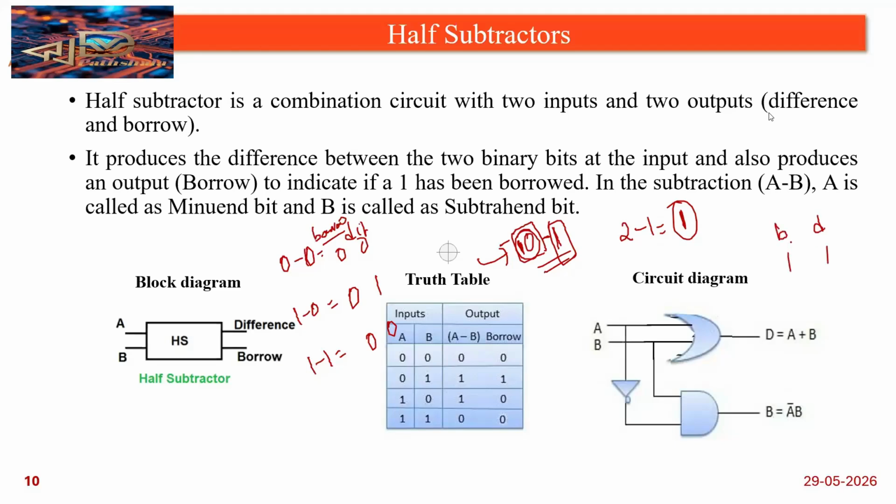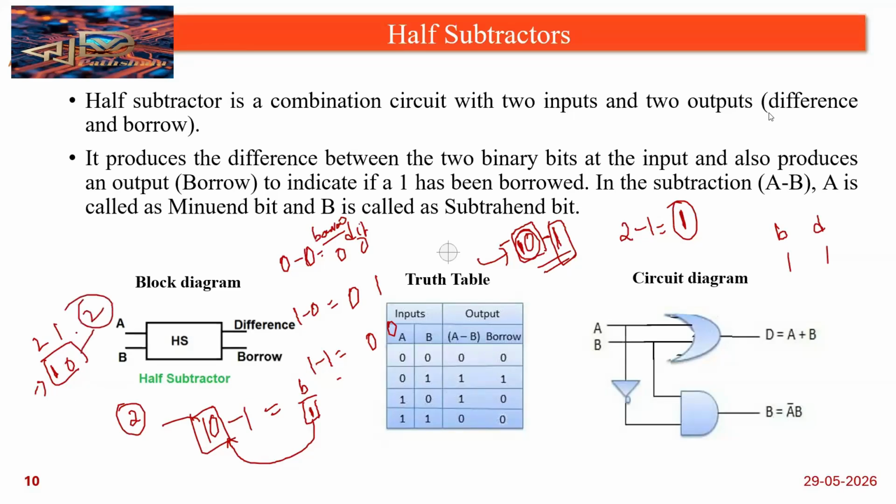How am I getting 1 and 1? Did you understand? 0 minus 1, we can't subtract, so I need to get a borrow. The borrow is 1, and we can add this borrow beside this 0, so this 0 becomes 10. This 10 means decimal value 2. See how I am saying 2: at the 2 position I got the 1, and at the 1 position I got the 0. That means the decimal value is 2. 2 minus 1 is 1. Then the borrow is 1 and the difference is also 1. Clear?